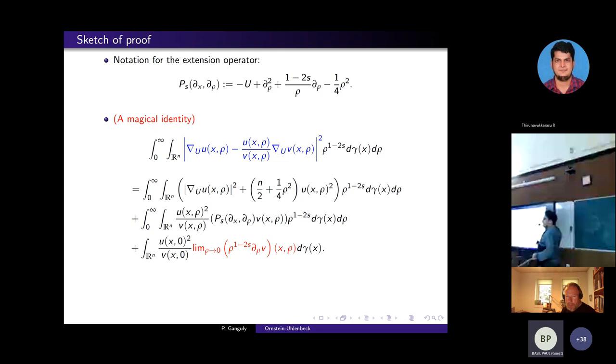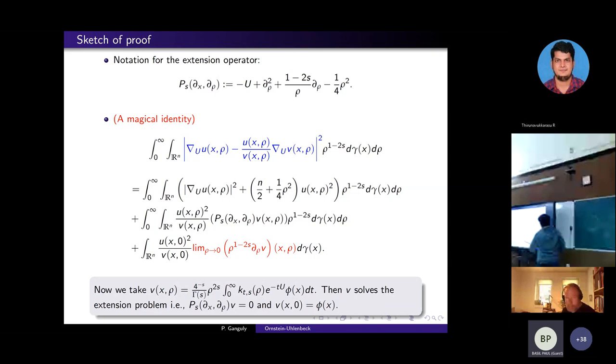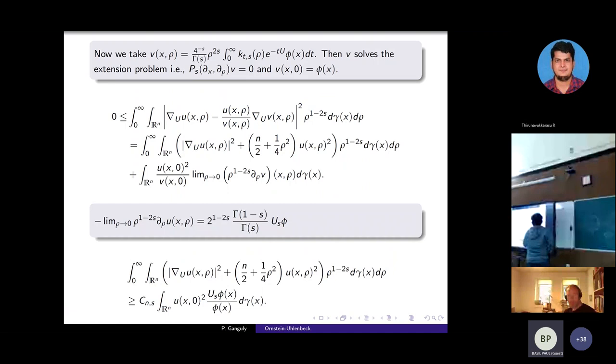So we have this kind of thing. Now, this should hint at what we have to assume on V. So this is exactly the extension thing, and this is the fractional power thing. So we will just take V to be the solution of the extension problem of U with initial condition phi. So V solves the extension problem. That is, this part is zero. And since it solves the extension problem, this Dirichlet to Neumann data will give us the fractional power. So altogether, we are getting this inequality. So that proves the trace Hardy inequality. But here we have not used any assumption on U. U is just a real valued function in that smooth space.